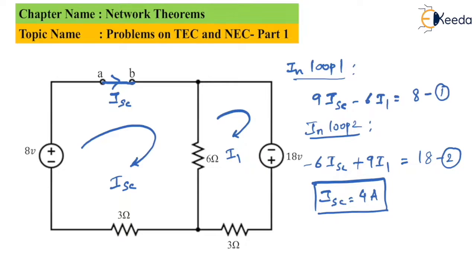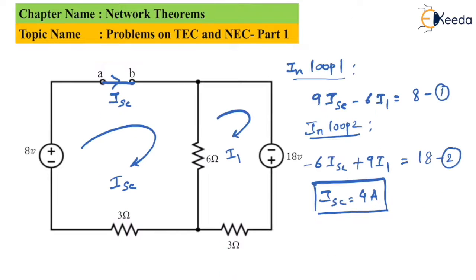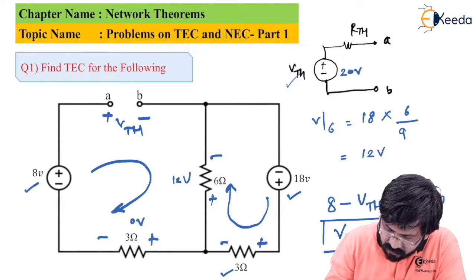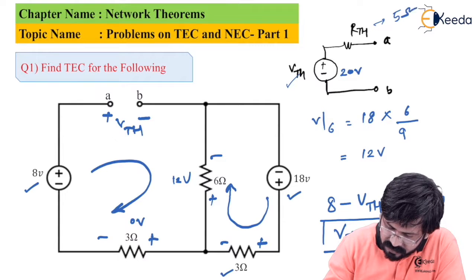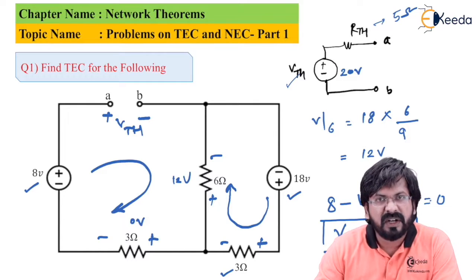Since we have VTH equal to 20 volt and ISC equal to 4 ampere, I can get RTH, which is VTH upon ISC, which is 20 by 4, which comes out to be 5 ohms. So finally, for the given circuit, I have VTH as 20 volt and RTH as 5 ohms. So this is how we actually find Thevenin's equivalent circuit for a given problem.